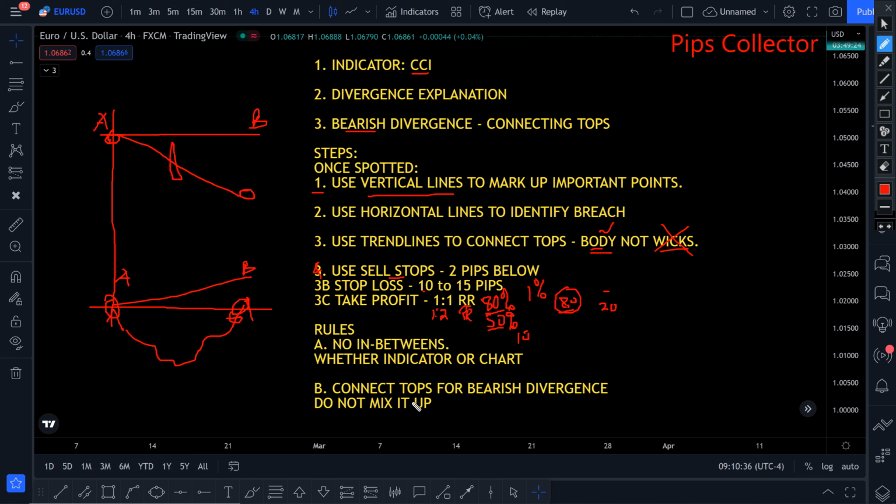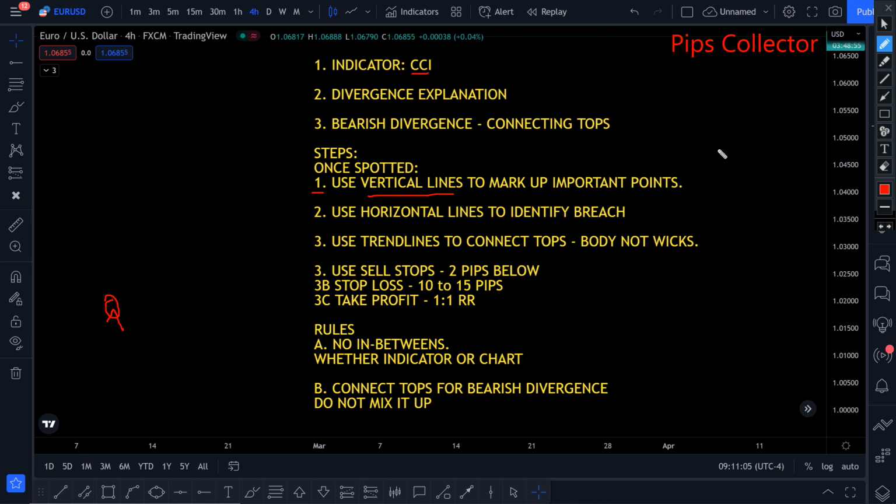Then secondly, you connect tops for bearish divergence. I'll also do this to explain. Do not mix it up, meaning don't connect tops on the chart and go to the indicator and connect bottoms. Or connect bottoms on the chart and go to the indicator and connect tops. Very wrong.